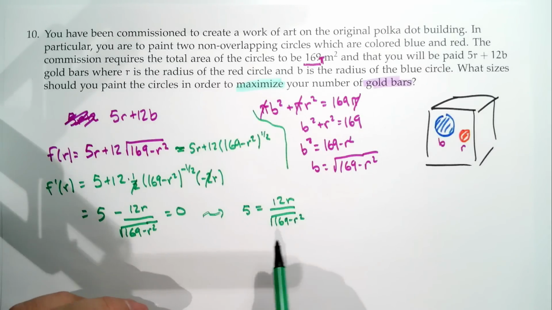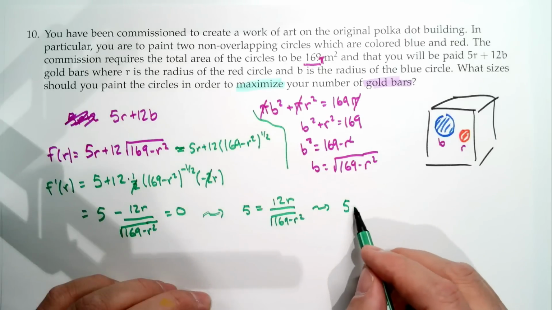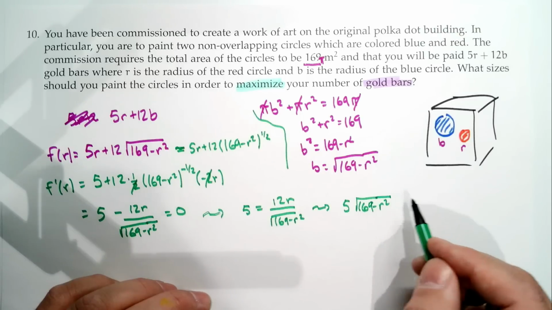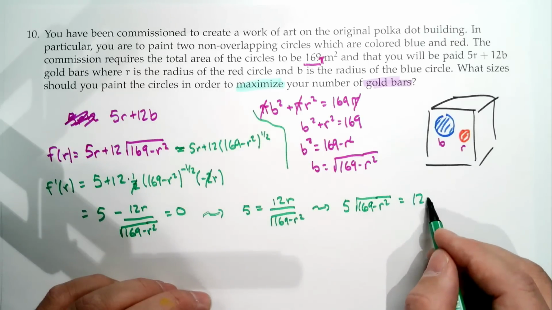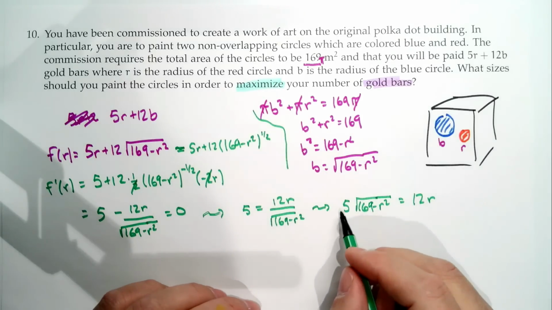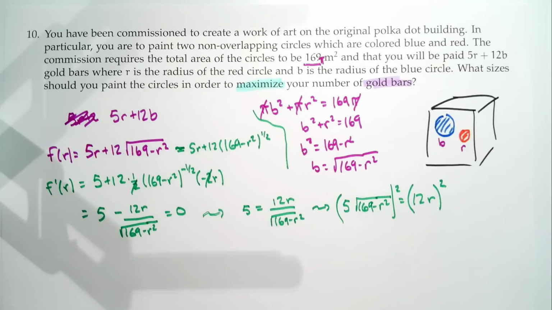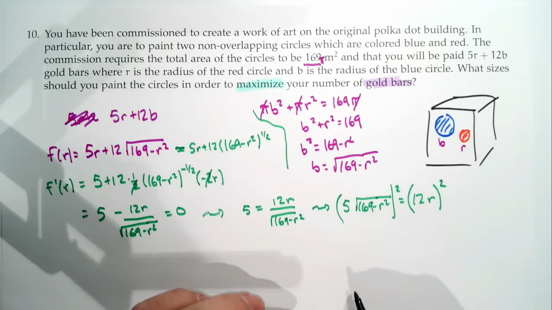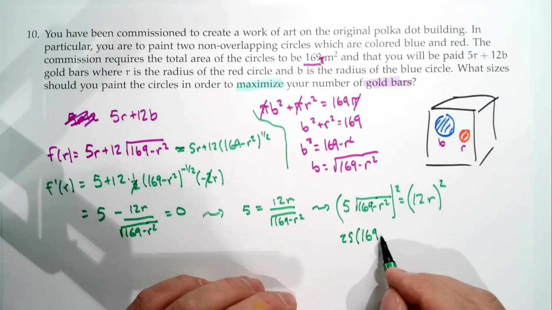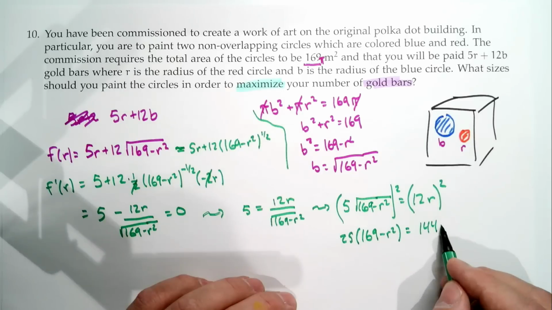So 5 equals 12r over the square root of 169 minus r squared. I'll cross-multiply, get rid of my denominator. 5 square root of 169 minus r squared is equal to 12 times r. And from here, let's square both sides, because the safest and surest way to get rid of a square root is to square things. So we get that 25 times 169 minus r squared, there's no square root left, is equal to 144 r squared.